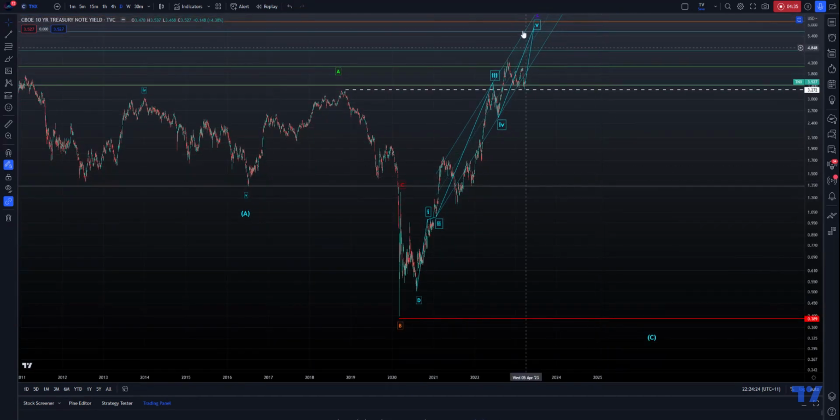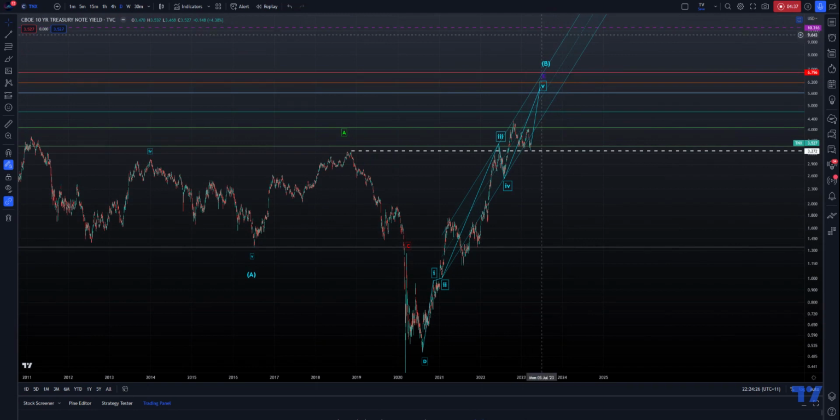So if that's the case, then I don't think it really has far to go. Now this correction I don't think is complete yet, but I just drew in what I believe the zigzag, where it could end roughly. And I think it could go up to 5.6, somewhere about that, before we see probably what will more than likely be a sharp reversal at some point.